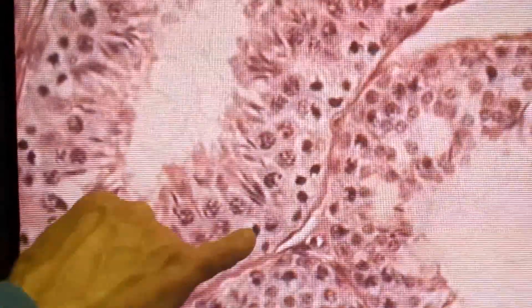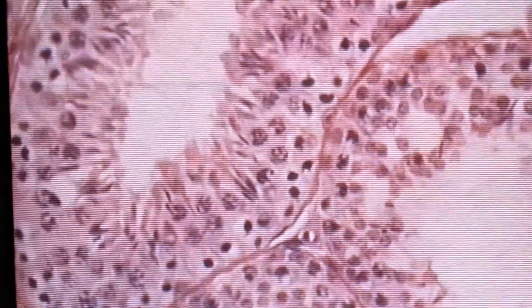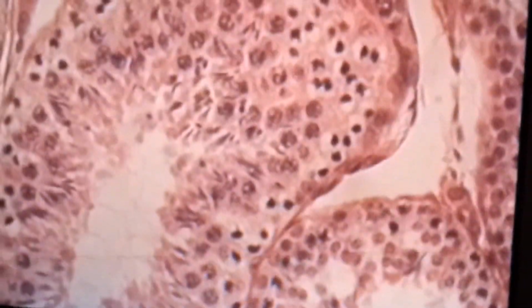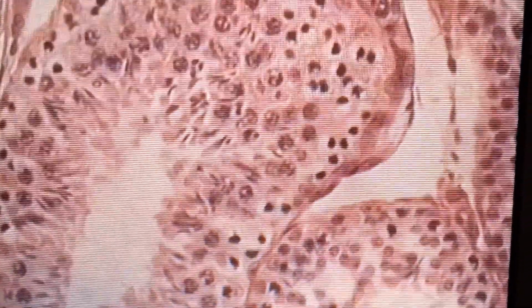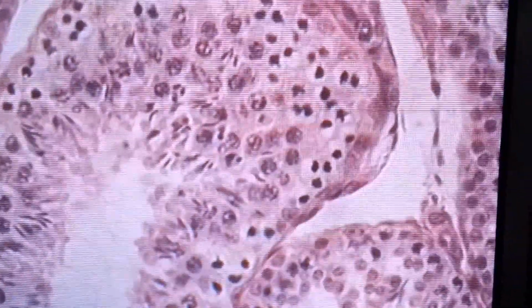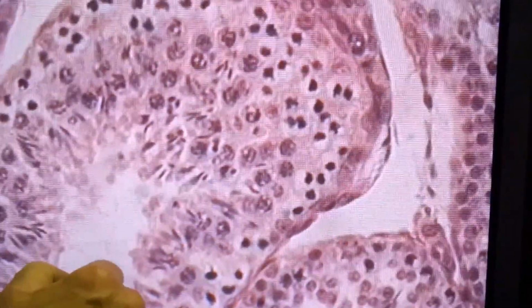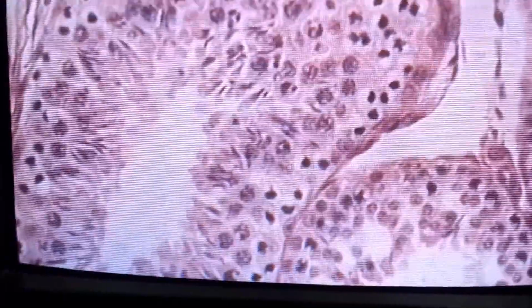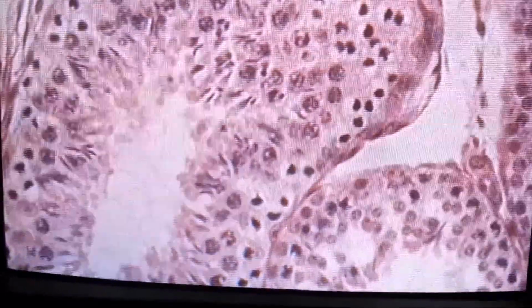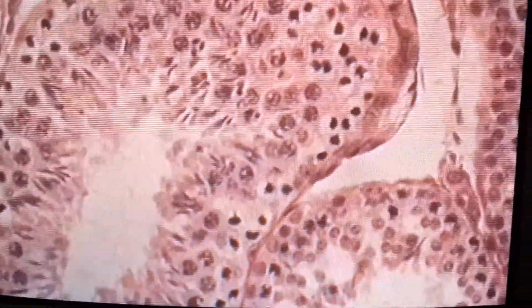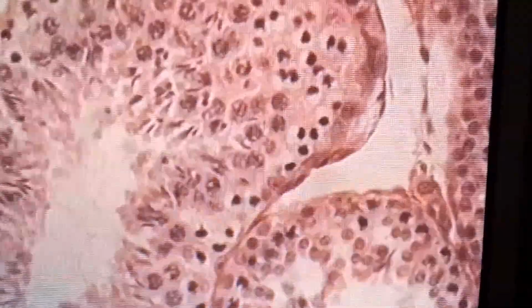Here you have these spermatogonia that are very heavily stained on the outside, and then you have these Sertoli cell nuclei, which are well defined but tend to be lightly stained and irregularly shaped. Here's a Sertoli cell nucleus. There's actually one further down over there. Here's another one, I think, on the corner.